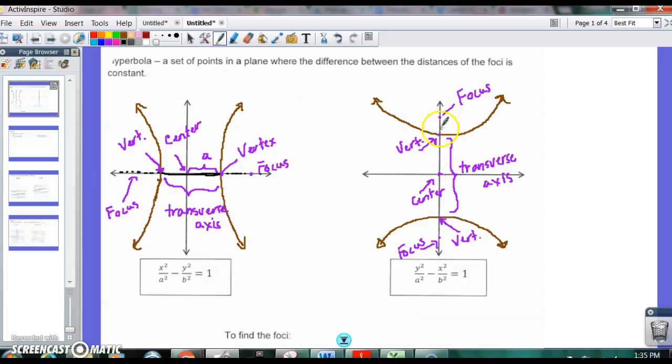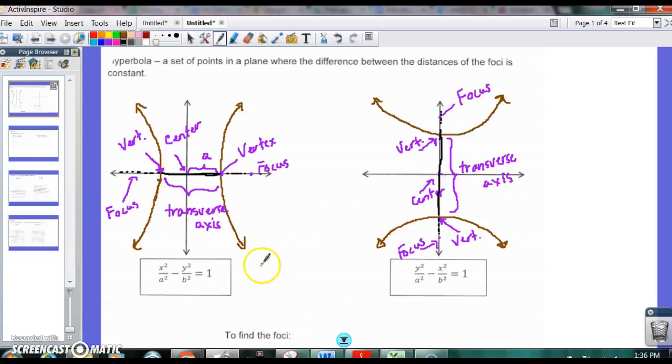In the hyperbola on the right here, same idea. Your transverse axis goes this way and continues on past the arms of the hyperbola. You'll also see that you have a vertex where each of the arms of the hyperbola intercept that transverse axis, and then you have your foci, which are also located along that transverse axis.